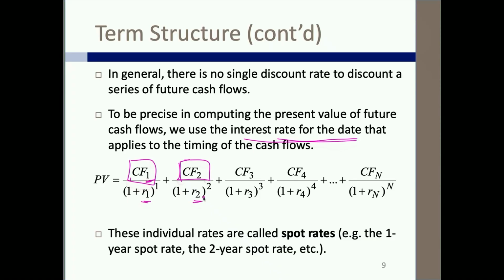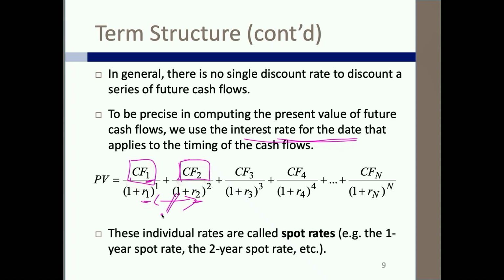The important departure here is that R1 need not be equal to R2, right? They need not be the same. Heretofore, what we've been doing is assuming all those discount rates were the same. R1 was equal to R2, R3, and so on. We need not do that. Okay? The discount rates can be different at different points in time.